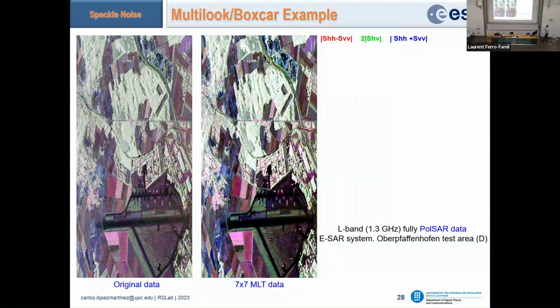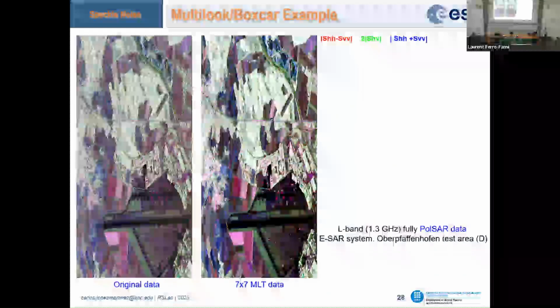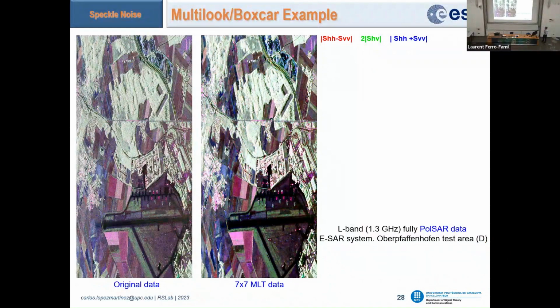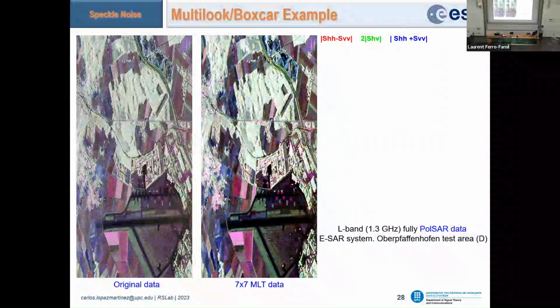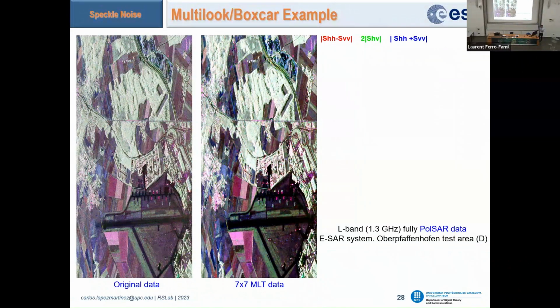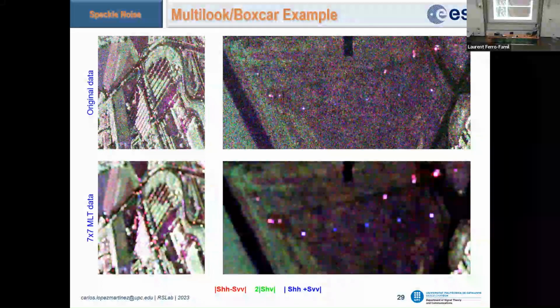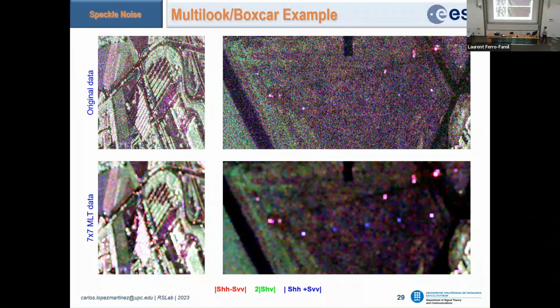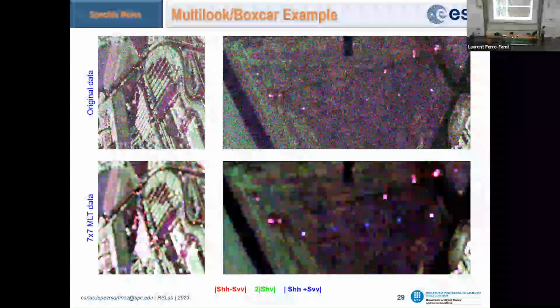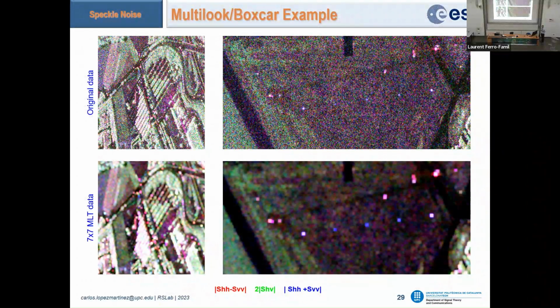On the left, you have the original data, which is L1 PolSAR data over Pfaffenhofen in Germany, near the city of Munich. You can see the speckle, you can see the forest in green, the crop areas in red, and some urban areas in the middle. On the right, you see a 7x7 multi-look image. Of course you don't see the speckle, but if we go to the details, you see the problem of the multi-look. In the middle, you have this line of corner reflectors. On the left, you have these details. As you can see, of course I remove the speckle, but at the expense of losing the spatial resolution.